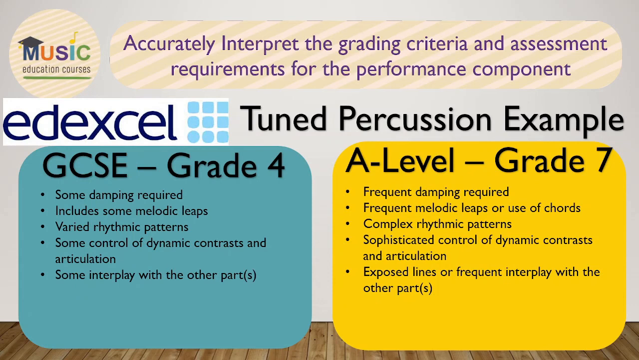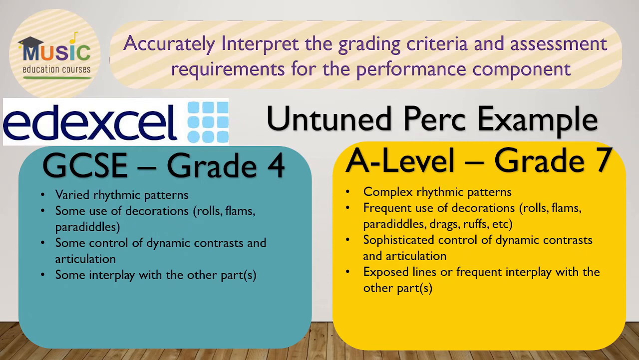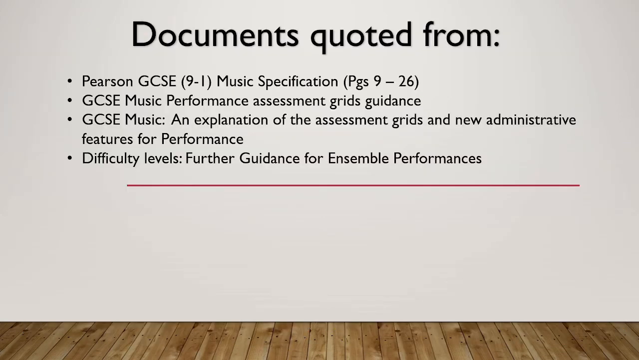Tuned percussion example: some damping required, some melodic leaps, varied rhythmic patterns, some control of dynamic contrasts and articulation, some interplay with the other parts. Untuned percussion: varied rhythmic patterns, some use of decorations, rolls, flams and paradiddles, some control of dynamic contrasts and articulation, some interplay with the other parts.